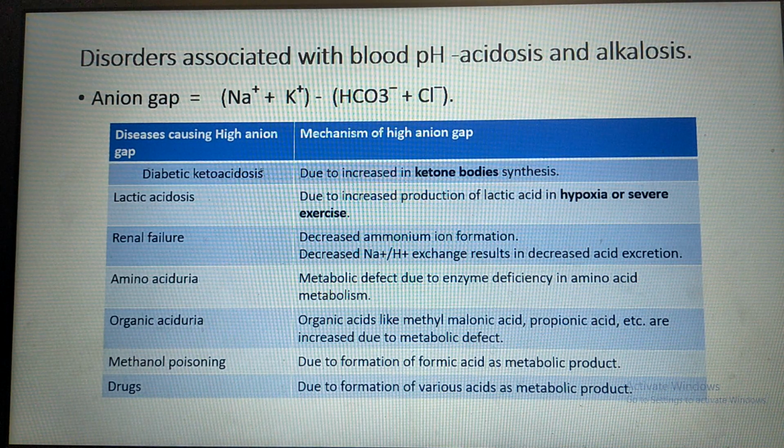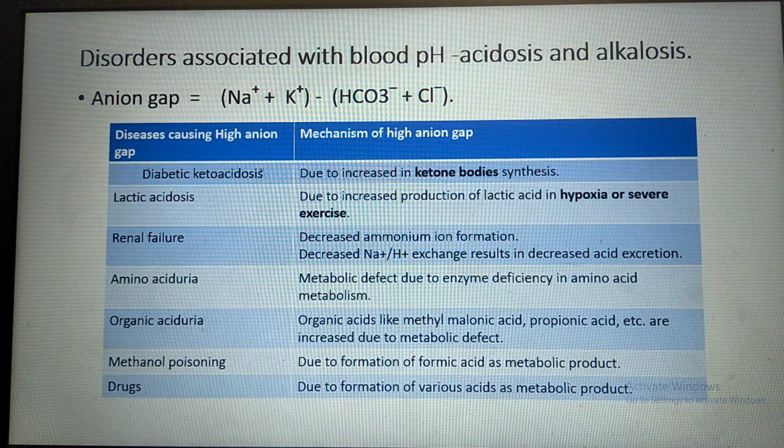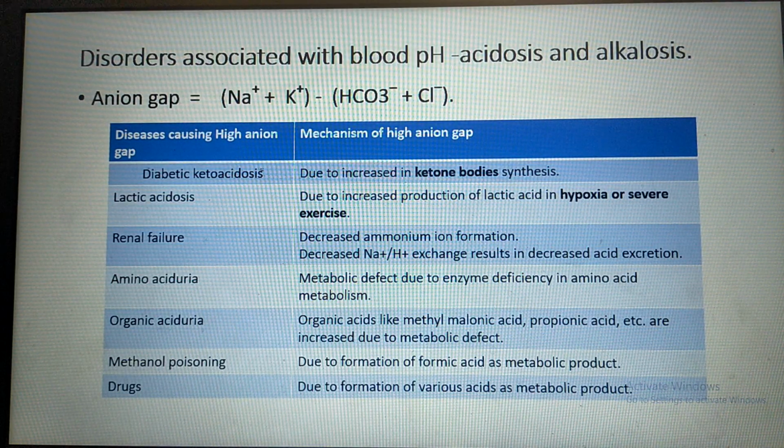Amino aciduria. Now this is a metabolic defect due to deficiency of various enzymes in amino acid metabolism. Therefore, the amino acids are not converted into their end product. If you study protein metabolism, you will find that various amino acids are converted into their end product and then they get excreted. If during that pathway any of the enzymes is deficient, then that amino acid is not converted into its end product, therefore it is not excreted. So these amino acids will form various acids as intermediates in that path, and these acids again cause the same deficiency of bicarbonate ions.